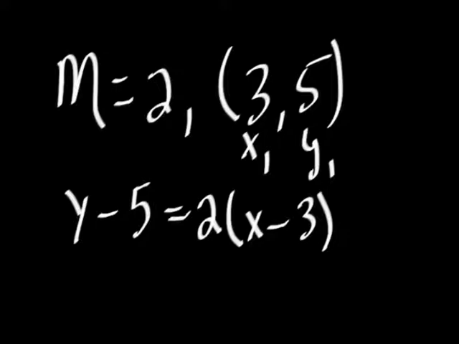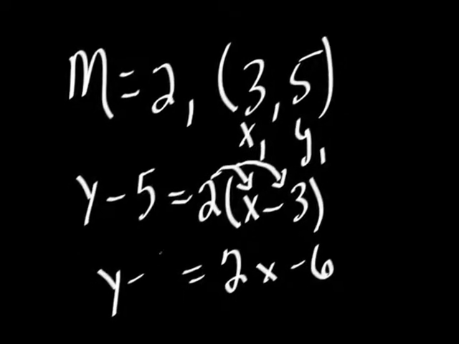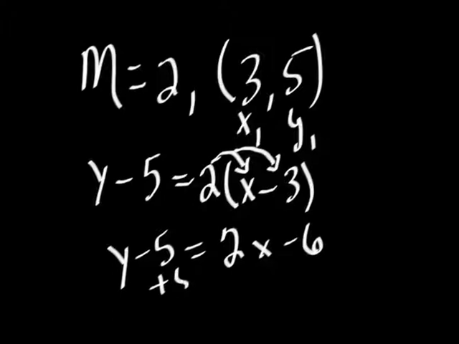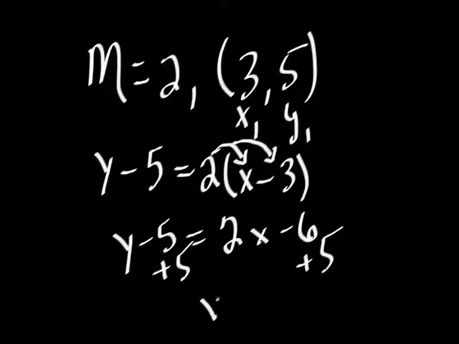Now let's say that they give you this same slope and the point, but they want you to put it in slope-intercept form. Well, the easiest way is to put it in point-slope form first and then continue to solve it. So if we continue to solve it, all I have to do is distribute this 2 to everything in the parentheses. So I would have 2x minus 6 equals y minus 5. Add 5 to both sides, and you're left with y equals 2x minus 1. Guess what? That's slope-intercept form of a line. So you just learned point-slope form and slope-intercept form.